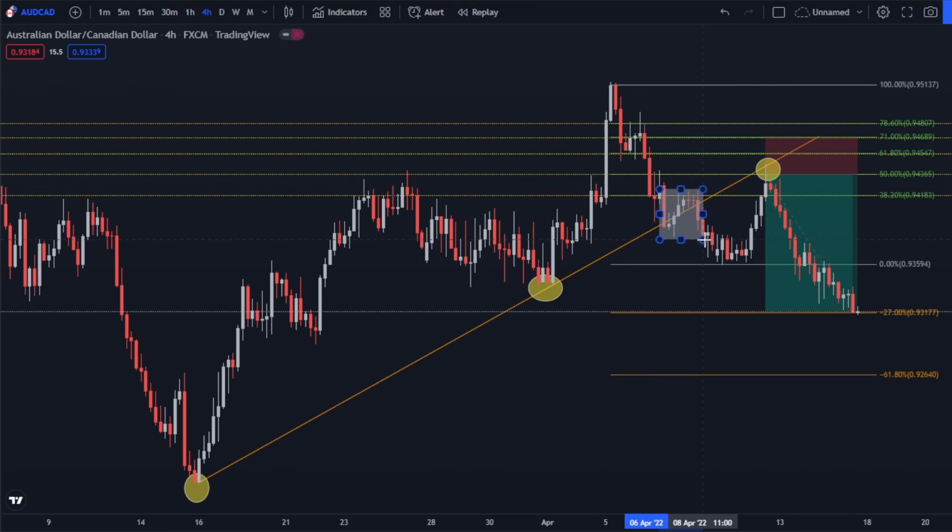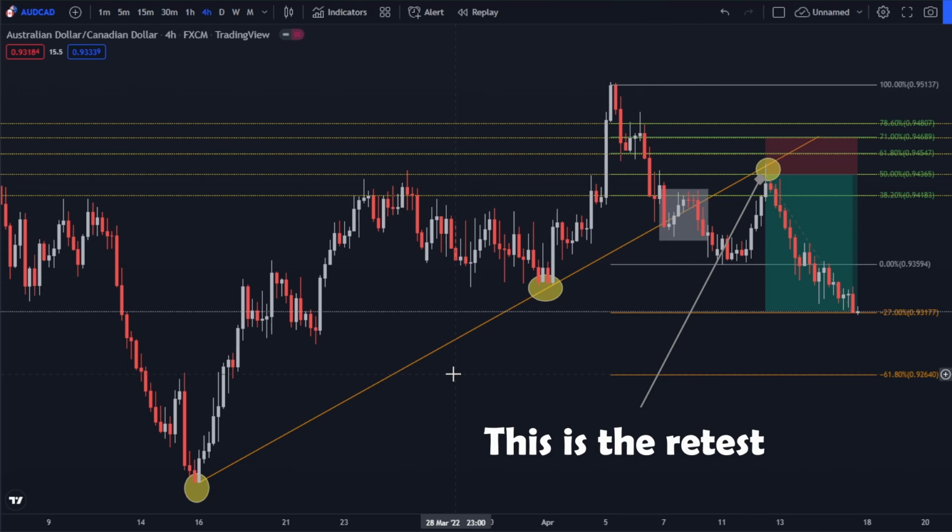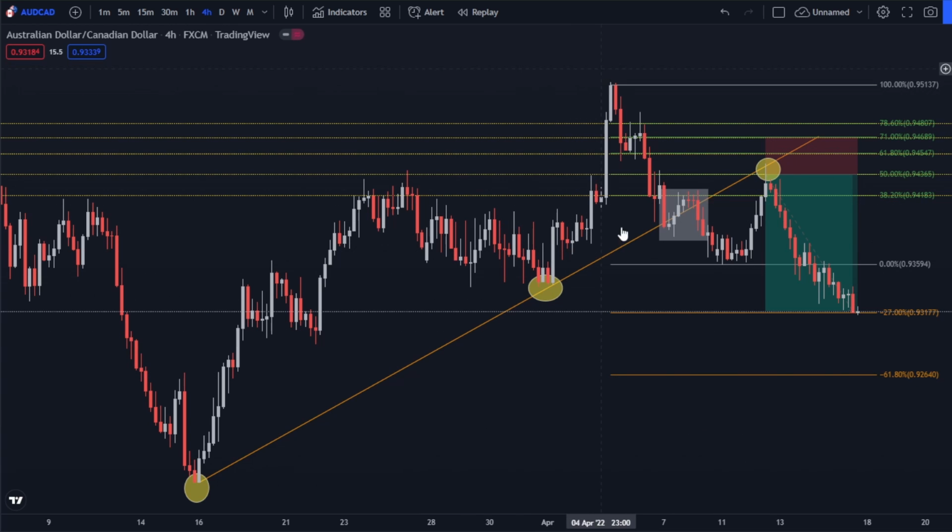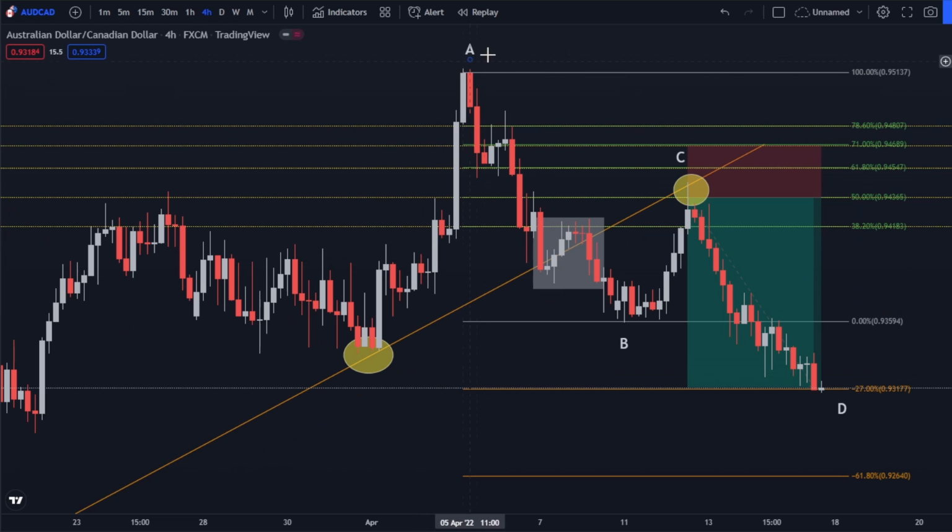This area does not count as the third touch due to the indecision that we can see happening. We see that there's a lot of dojis, there's a lot of indecision going on there. It consolidated. When the market breaks structure, it usually retests that same area, that same level. And if you're a FestX student, this would be known as the ABCD pattern. As you can see, I marked it up on the screen.